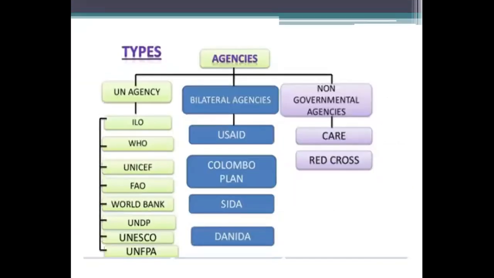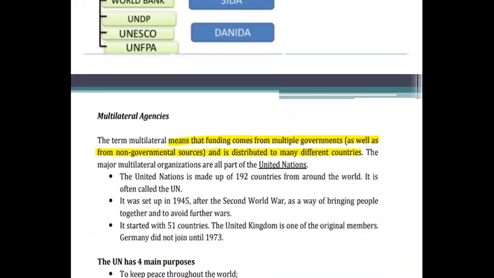Various types of international health organization. It includes United Nations agencies, bilateral agencies, multilateral agencies and non-government organizations. United Nations agencies include ILO, International Labour Organization, WHO, UNICEF, FAO, World Bank, UNDP, UNESCO, UNFPA. Some bilateral agencies include USAID, Colombo Plan, SIDA, DANIDA, and some non-governmental organizations include CARE and Red Cross.